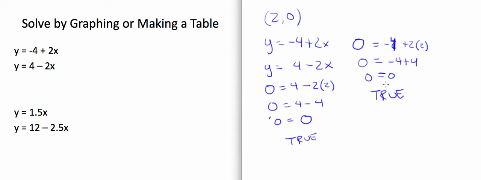So this is what it means when I say both statements are true. Any other point that we put in could make the first equation true, but the other one would be false, or the second one would be true and the first one would be false. When I say false, we have something like 0 equals 1. That's what it means when we say we're looking for something that makes both equations true at the exact same point.